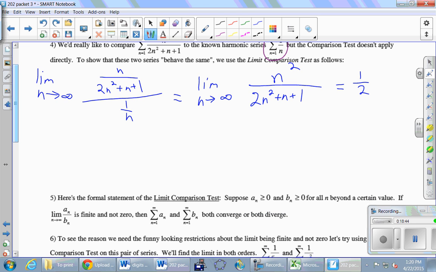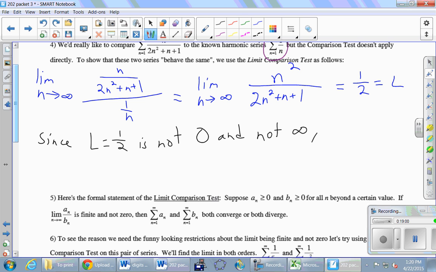I'm going to give this guy a name right here. I'm going to call it L just so I can refer to it. Since L equals 1/2 is not 0 and not infinity, not 0, not infinity, strange conditions, the two series behave the same.